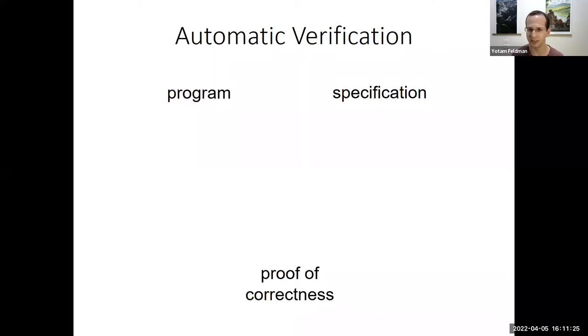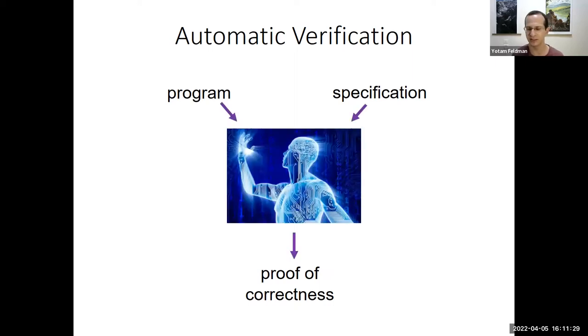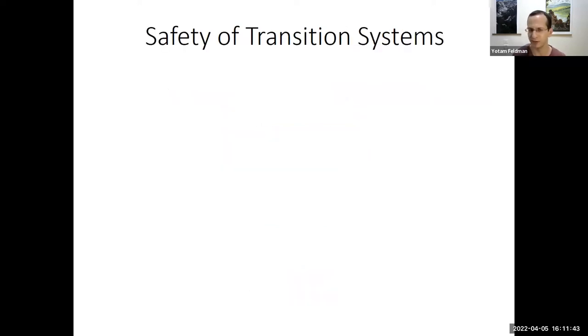And we want to find it by feeding the program and the specification into some super intelligent algorithm that automatically can produce that proof of correctness. So this is automatic verification in general. More specifically today, I want to focus on one of the fundamental problems in verification, which is safety verification, the safety problem of transition systems.